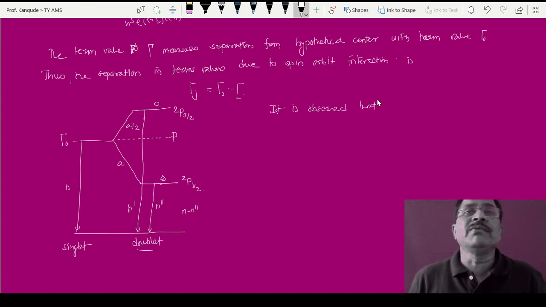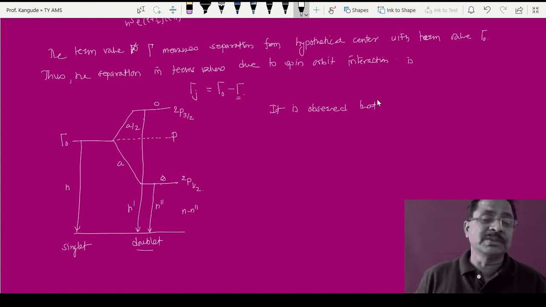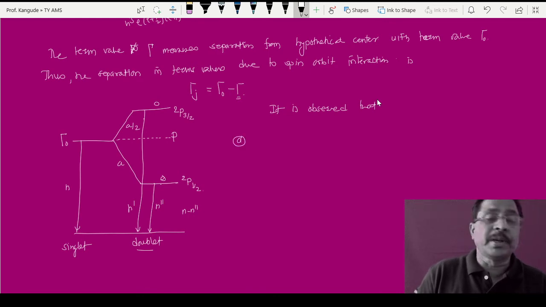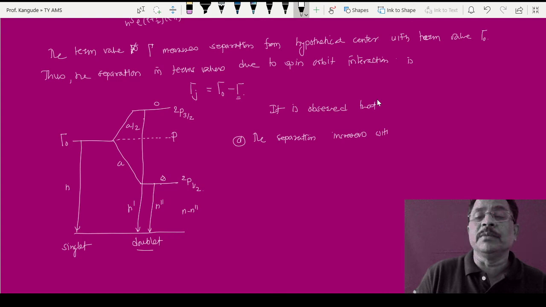We have to think very many times over each and every aspect used, and then sometimes we get an idea why these doublets are observed in this spectrum here. Okay, it is observed, first observation, that the separation increases with increase in atomic number.